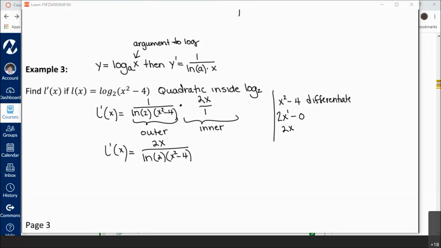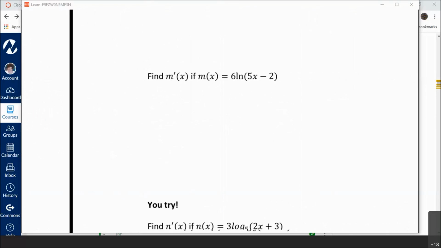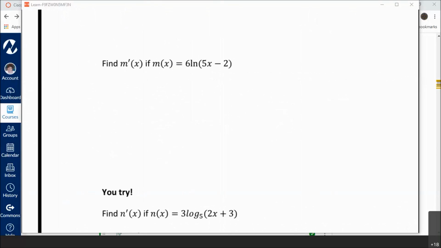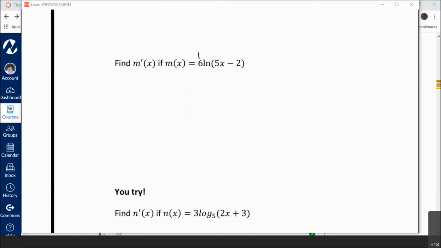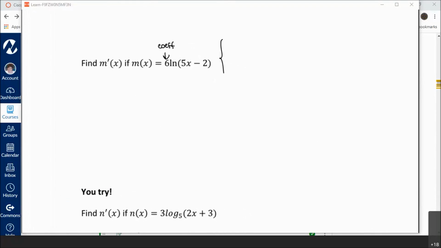Let me do one with base e. Again, how do I know it's base e? Remember that ln means a base e log. So this 6 is a coefficient, and this is a composition of a linear function inside a base e log. Everybody all right with that?